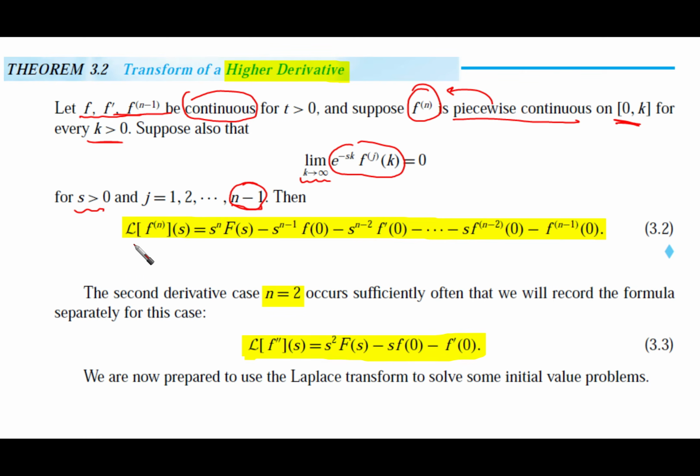Then the Laplace transform of the n-th derivative of the function is going to be like this: s to the power n times F of s, which is the transform of the function, minus s to the power n minus 1 times f of 0, minus s to the power n minus 2 times f prime, and so on and so forth until you reach the n minus 1 derivative of the function evaluated at 0.